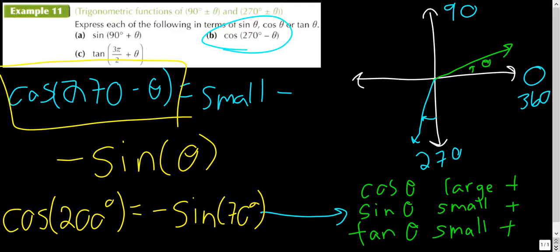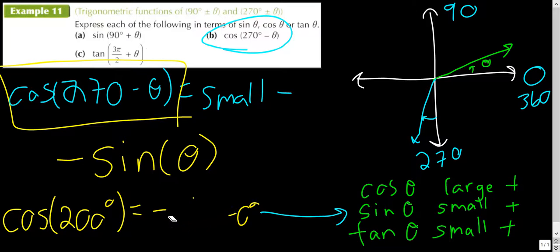So we can see this relationship evolving if we think about the magnitude again of these values. And so, cosine of 270 minus theta will always be the negative sine of theta, or the opposite of the value of theta.